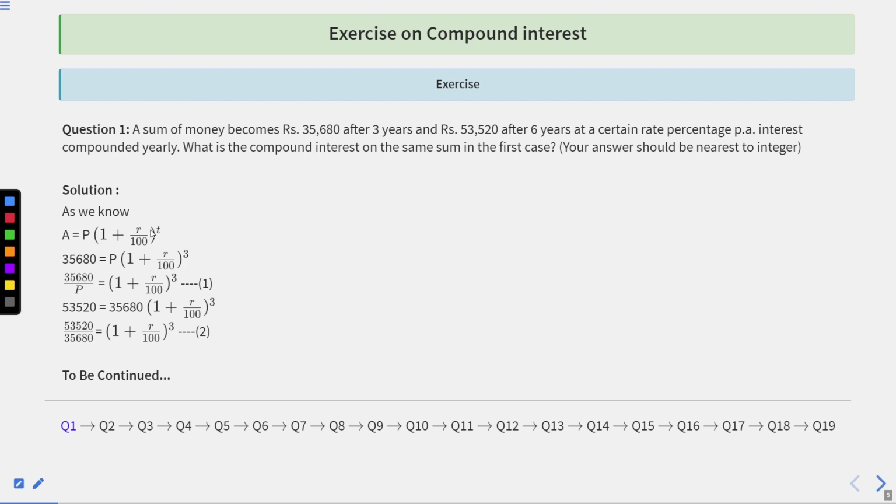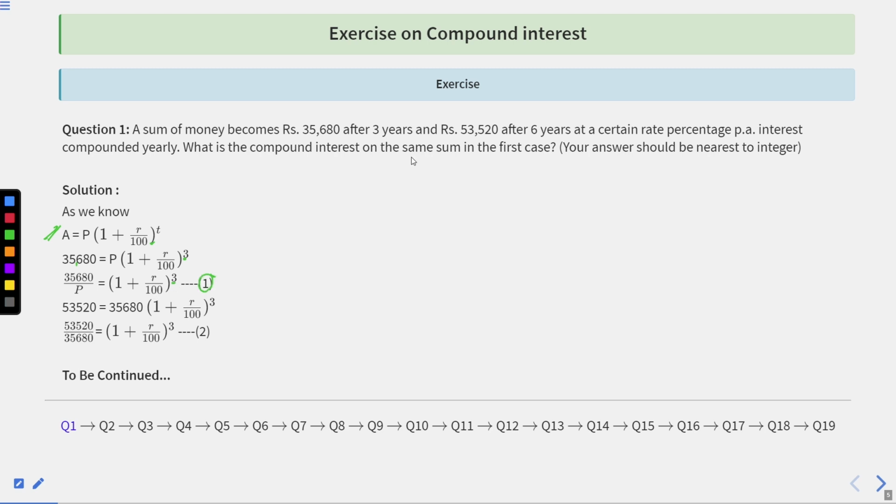As we know, the compound interest formula is given by amount is equal to principal times 1 plus r upon 100 to the power t. So the amount is given to be 35,680, which is equal to principal times 1 plus r upon 100 to the power 3, that is time. When you simplify this, you will have 35,680 upon p is equal to 1 plus r upon 100 whole cube, which is equation number 1.